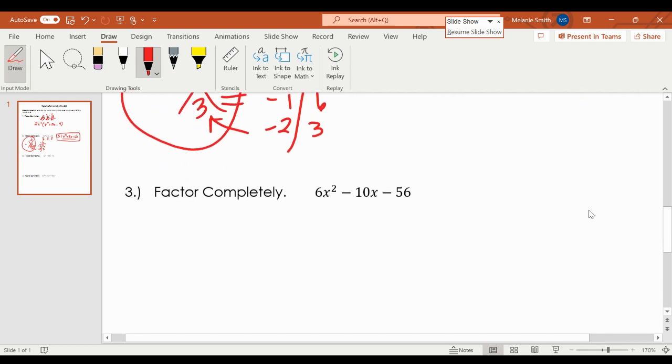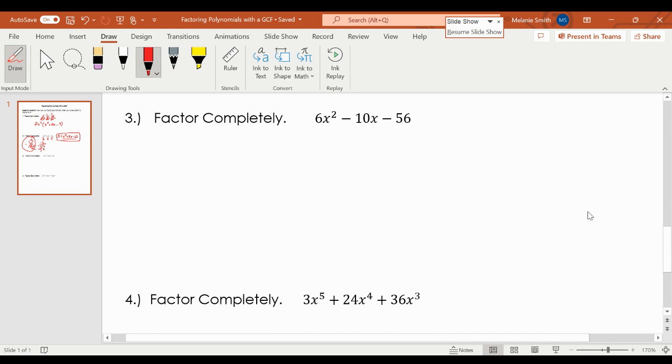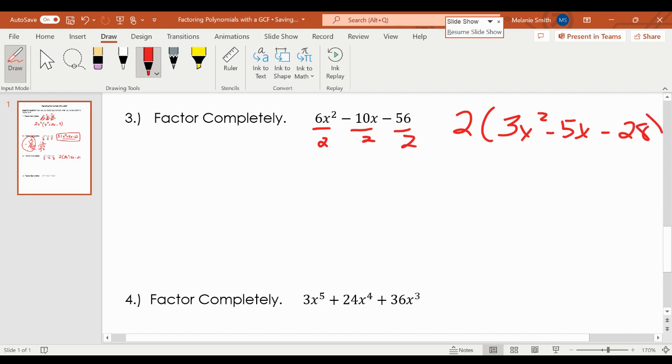All right, so let's look at an example where you can actually factor it down further. So I notice again that each of these things are positive. That looks to be about the only thing that they have in common. So I can factor a 2 out of each one. So I'm going to pull the 2 to the outside of the parentheses. 6x squared divided by 2 is 3x squared. -10x divided by 2 is -5x. And then -56 divided by 2. I know 56 is even because it ends in a 6. That's actually going to be -28.